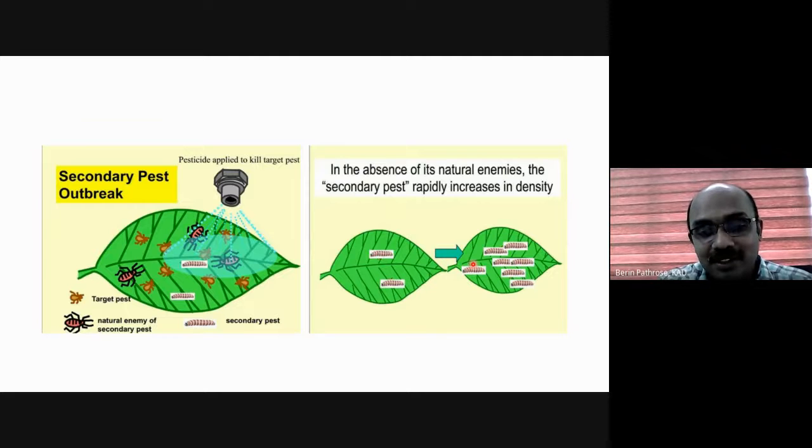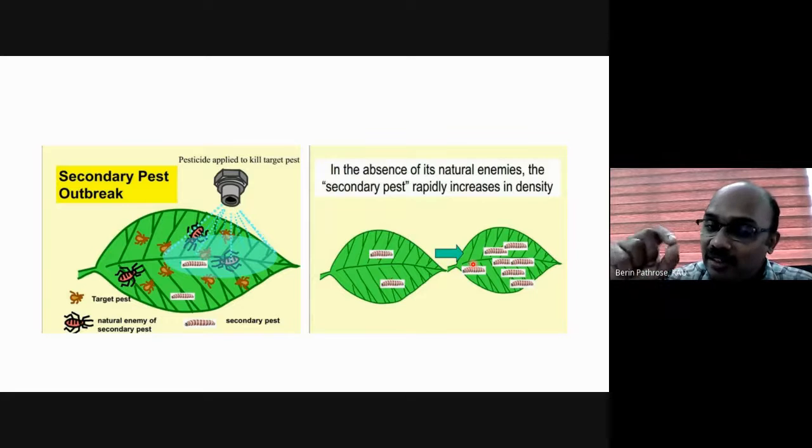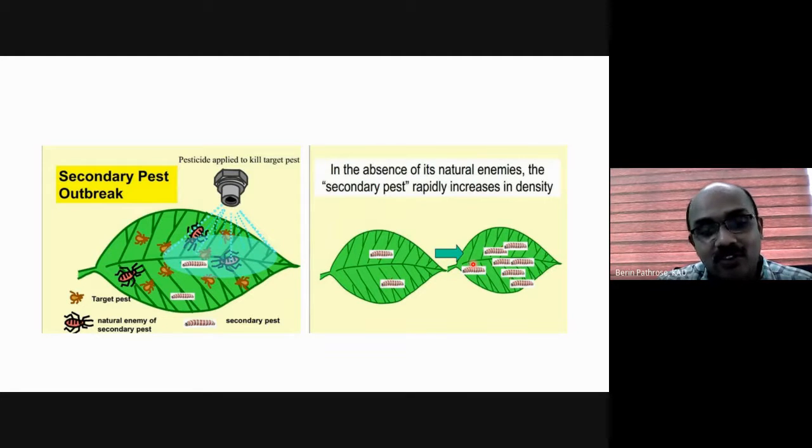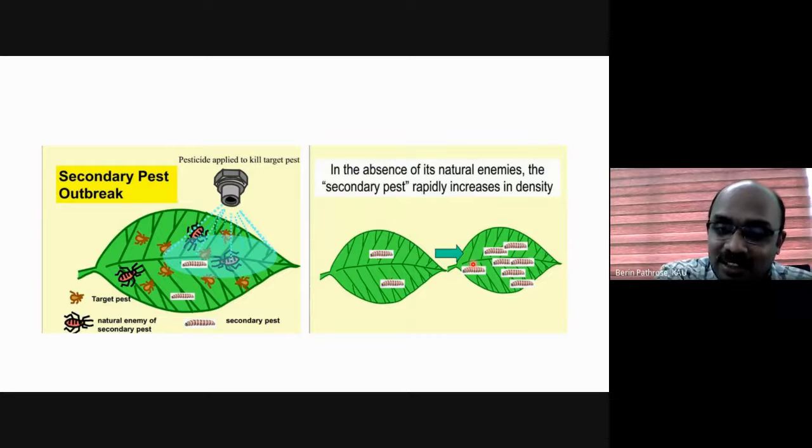So what will happen? The leaves will have a high load of pesticide, but the inflorescence will be normally devoid of pesticide load. So all the thrips started migrating from the leaf to the inflorescence. This is what I learned from literature.